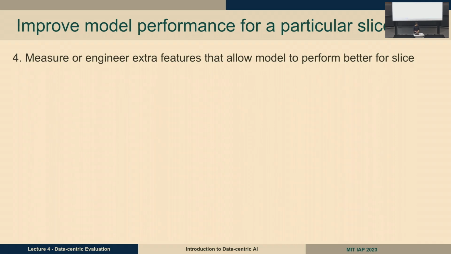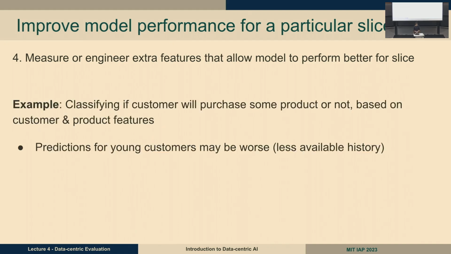Another thing you can try and do is measure or engineer extra features that allow the model to perform better for the slice where it's currently not doing well. So obviously, if you can measure extra variables about your data, that's always great if they provide some information that's useful for predicting. And sometimes you might be able to measure certain things that are more useful for one slice than another. So you might not have considered adding them to the data until you realize that the model's not doing well on this subset.